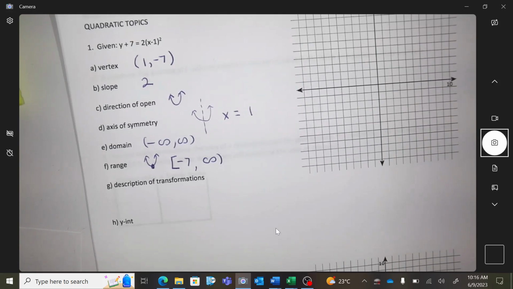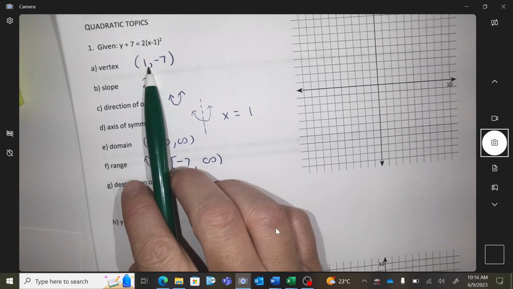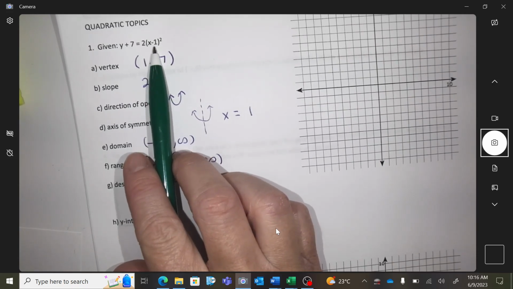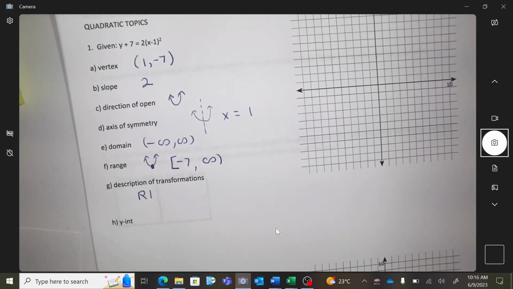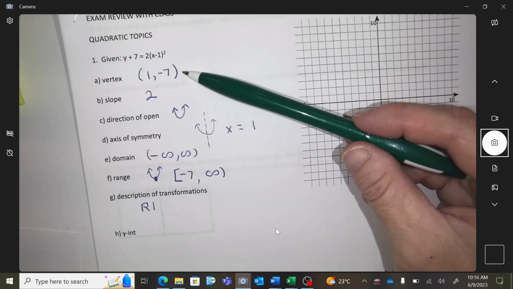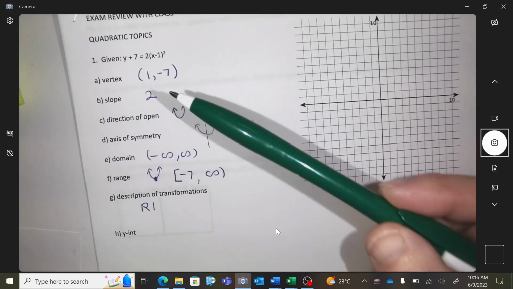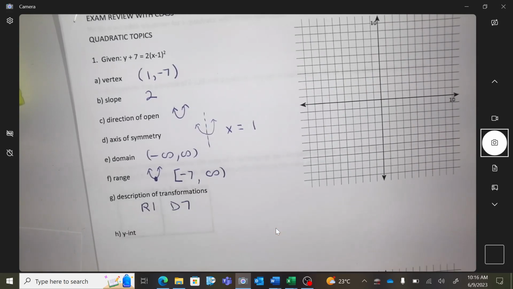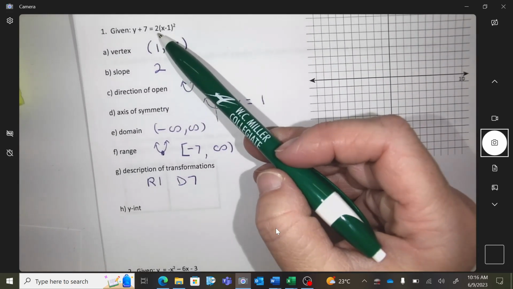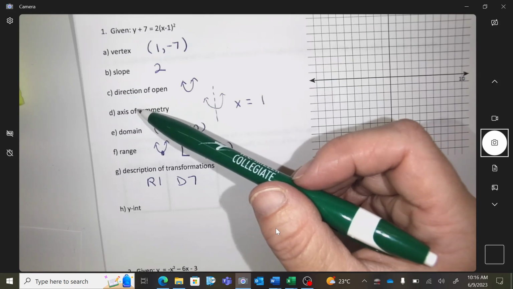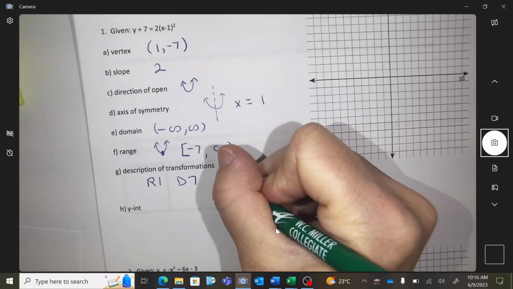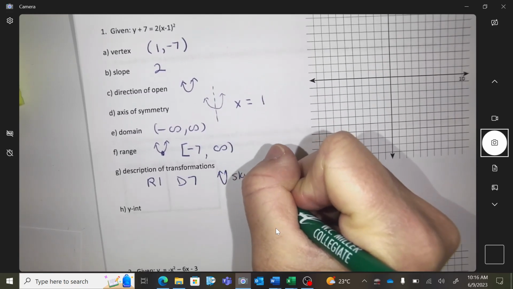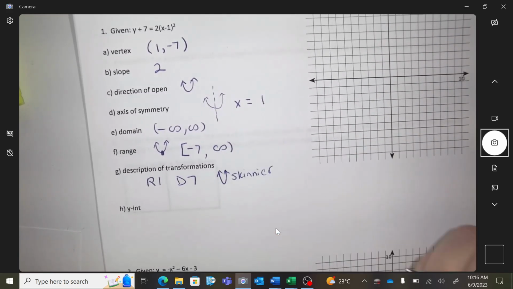So describe the transformations. So the vertex has moved and it has gone right 1. So we moved right 1. And where else did it move? Down 7. And then what does a 2 do to the shape of this? Remember, like the arms of the parabola, what happens to them? Skinnier. Skinnier, narrows, whatever.